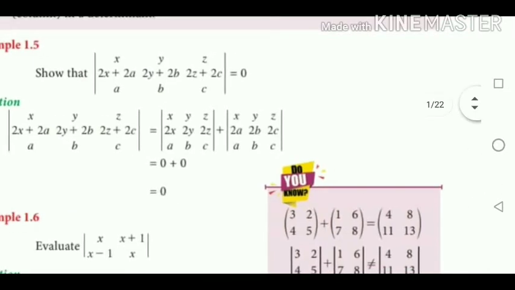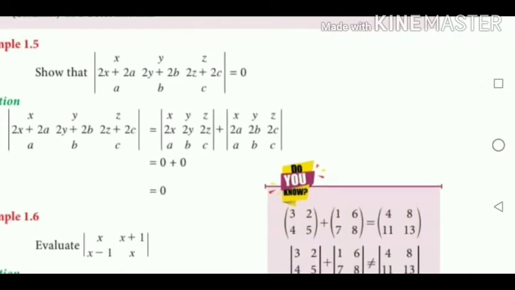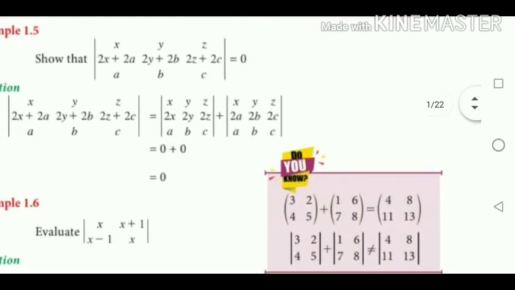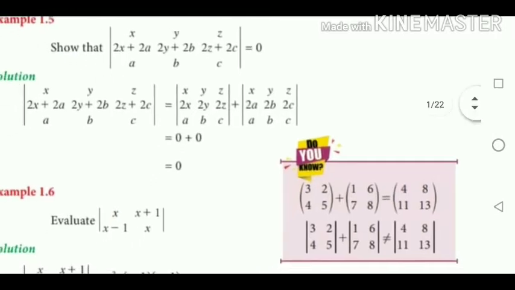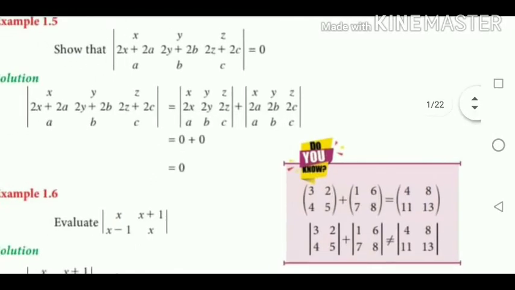Likewise, in the second matrix, the first row is x, y, z, the second row is 2a, 2b, 2c, and the third row is a, b, c. Here the second row and third row are proportional because the second row is a multiple of 2 of the third row. Therefore the value of this determinant is also 0. So the answer is 0, hence proved. You have to use the property then and there when it is required.